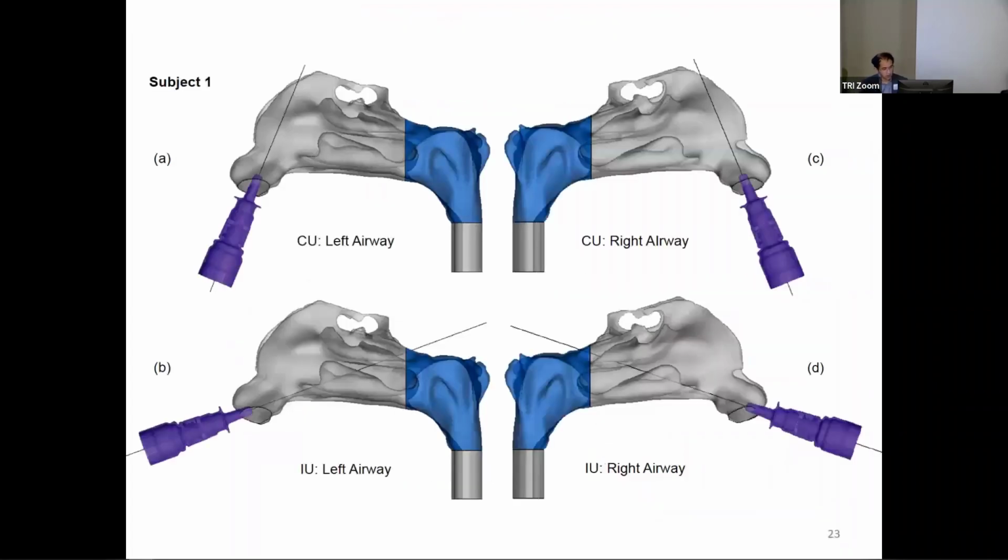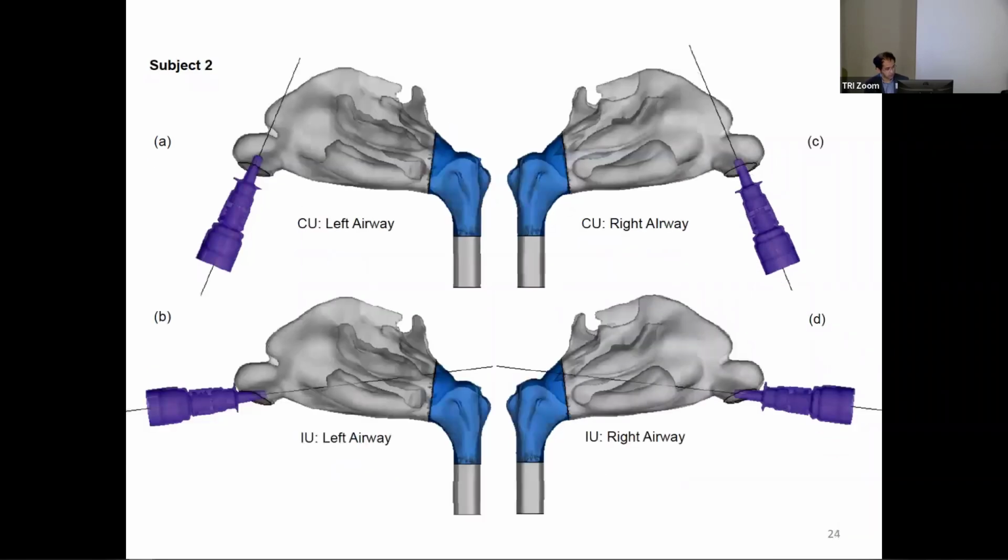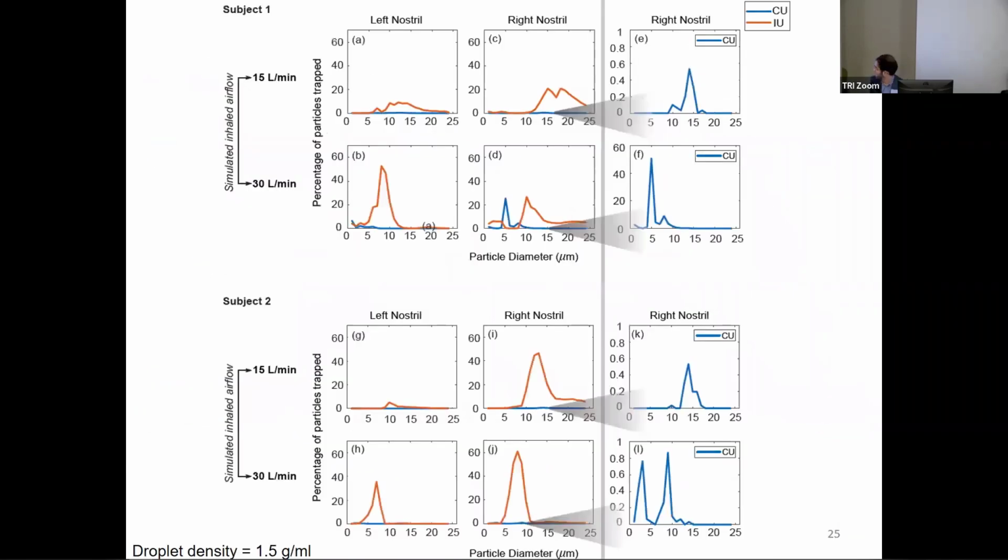So this is a comparison of the CU direction, or the current use direction, and the improved use, or IU, direction in our test subjects. You can see that essentially we are trying to hold the spray bottle with the IU as horizontal as possible. And if I could show you the other angle, the frontal view, the spray axis is inclined a little towards the cheeks to make sure that it cuts through the nasopharynx eventually. So this is subject 1, this is subject 2. And these are some data that we have.